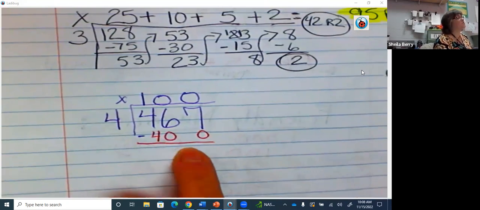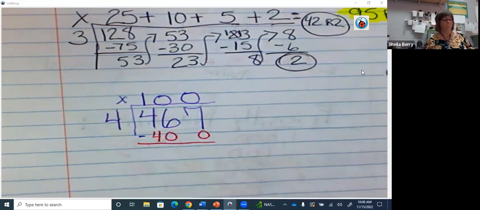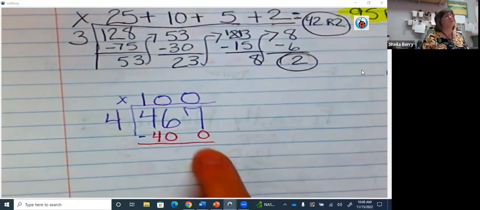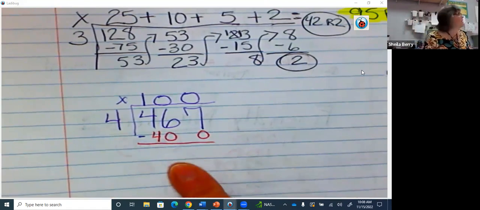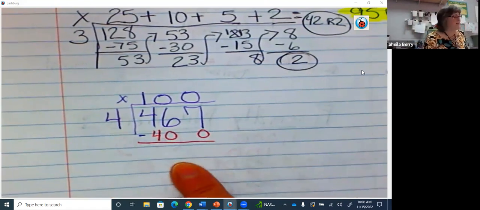When you have the answer, stand up and go share with a friend. See if they agree with what you got. And then we're going to take it from there. So do your subtraction, go check with a friend, see if they agree with you, and then we're going to come back together.